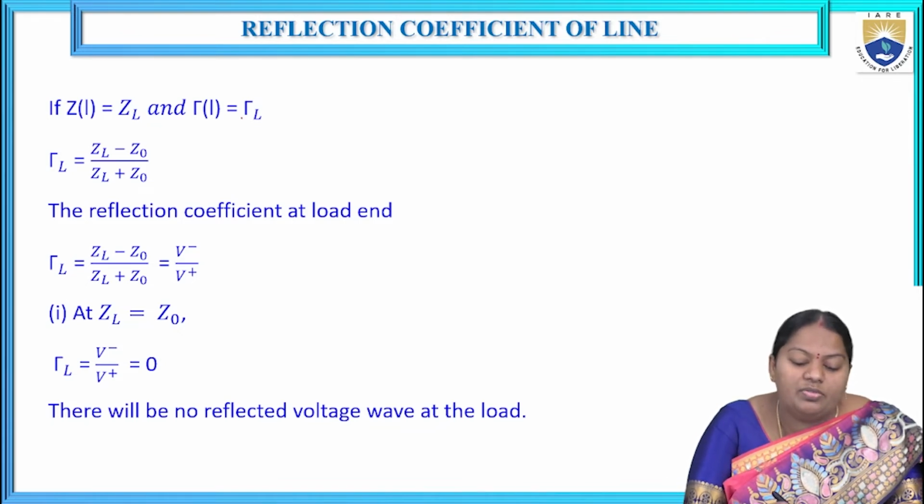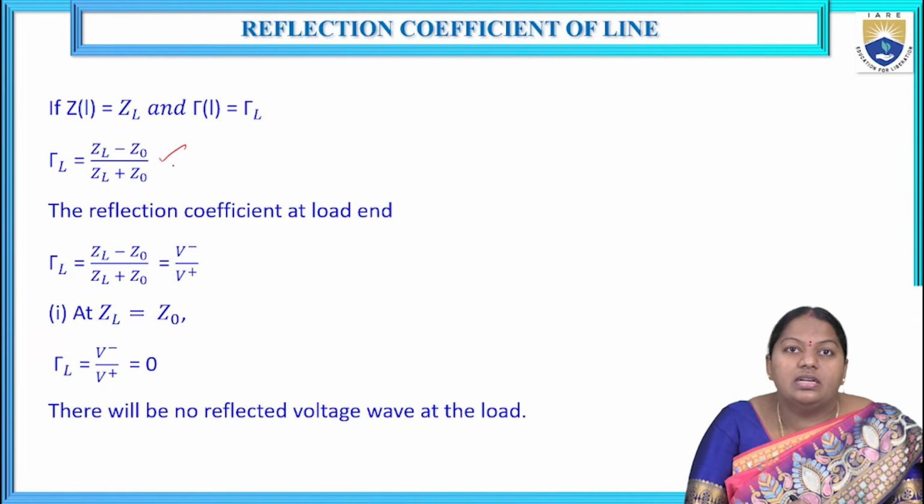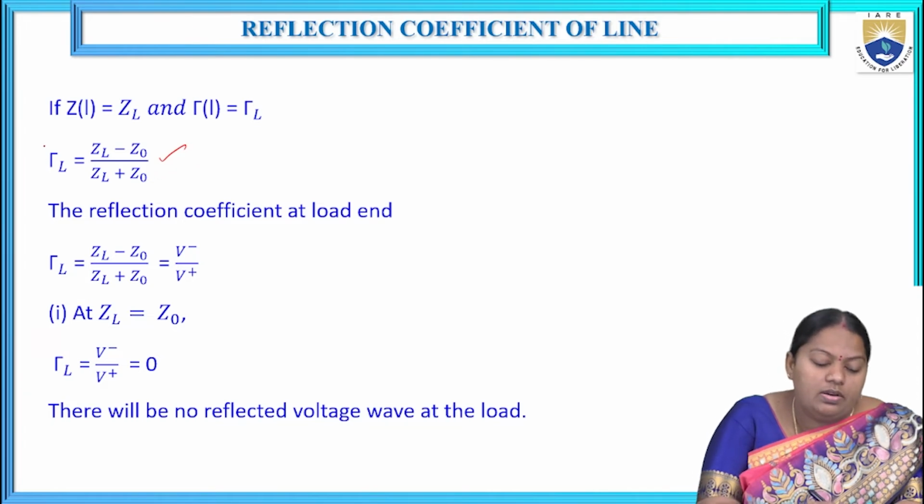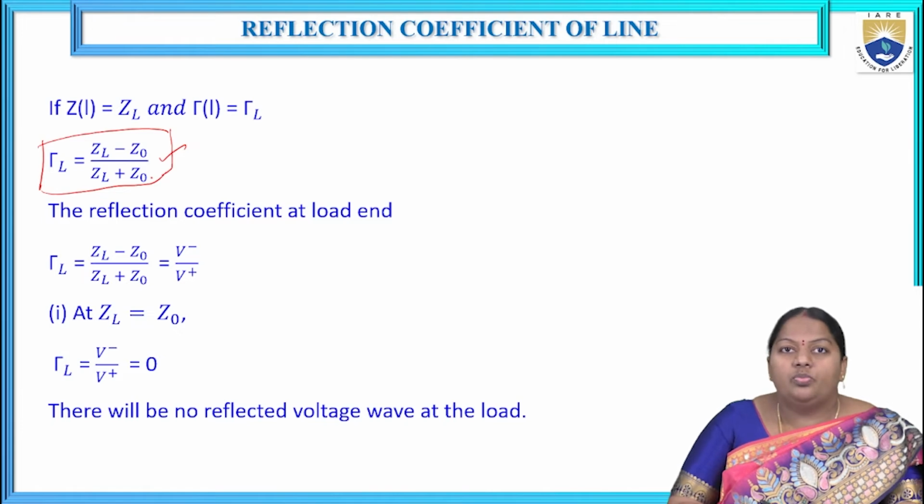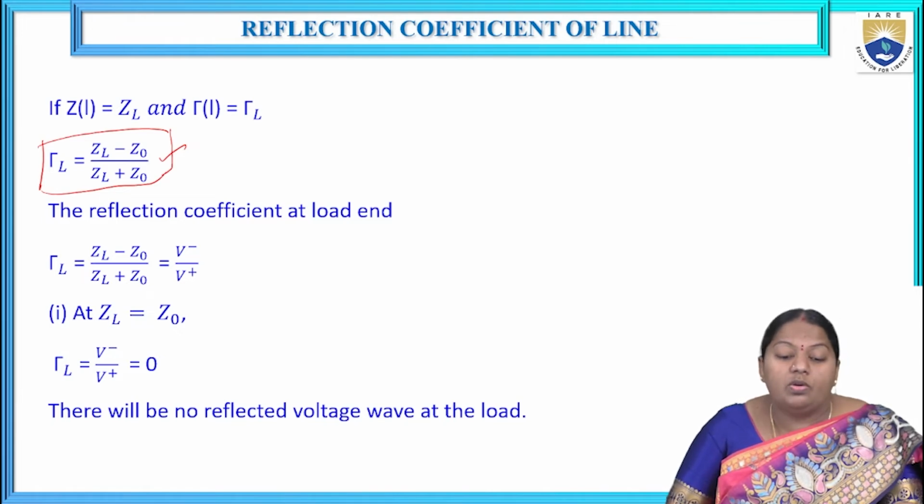If you take Z of L as ZL and gamma of L as gamma suffix L, then the reflection coefficient at the position L, the transmission line length, is given by gamma L equal to (ZL minus Z naught) by (ZL plus Z naught). This is a very, very important one we need to remember. Based upon this, we are going to solve so many problems.